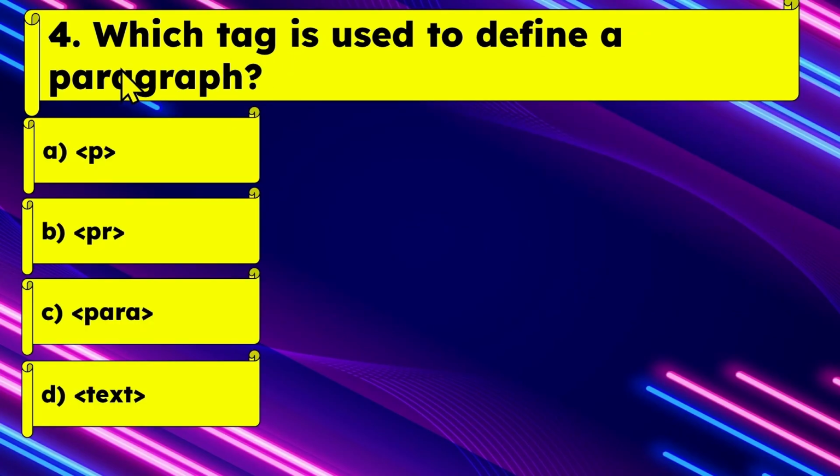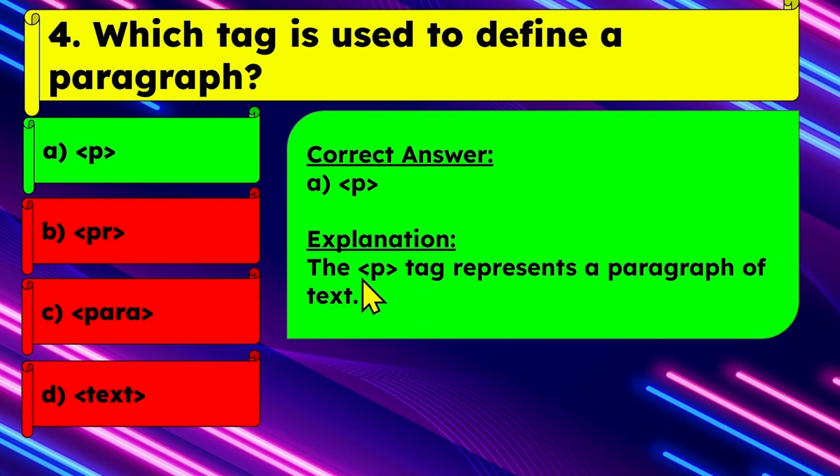Our fourth question is, which tag is used to define a paragraph? Option A, P tag. Option B, PR tag. Option C, para tag. Or option D, text tag. So here the correct answer will be option A, P tag. The P tag represents a paragraph of a text.